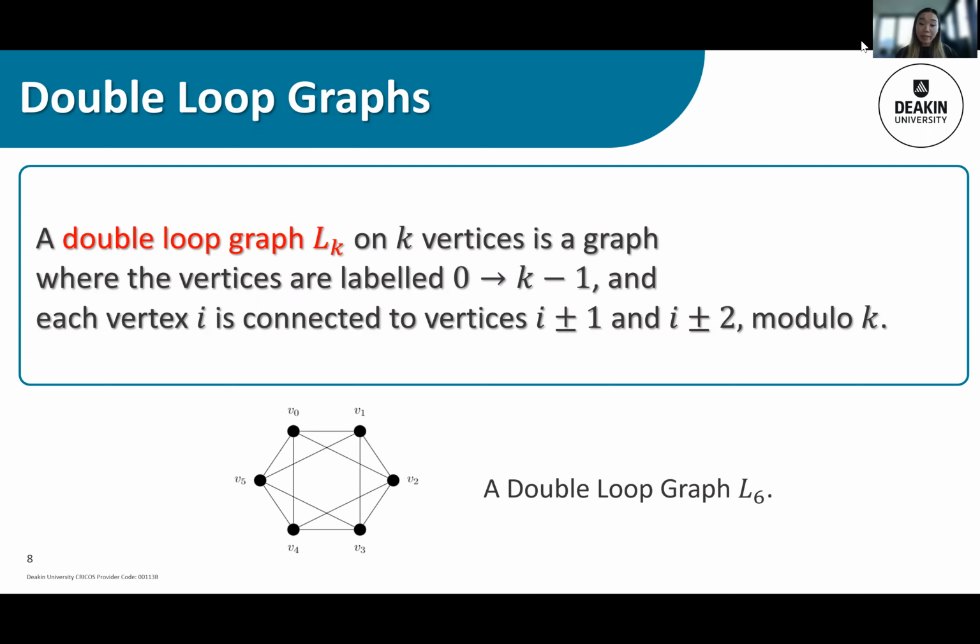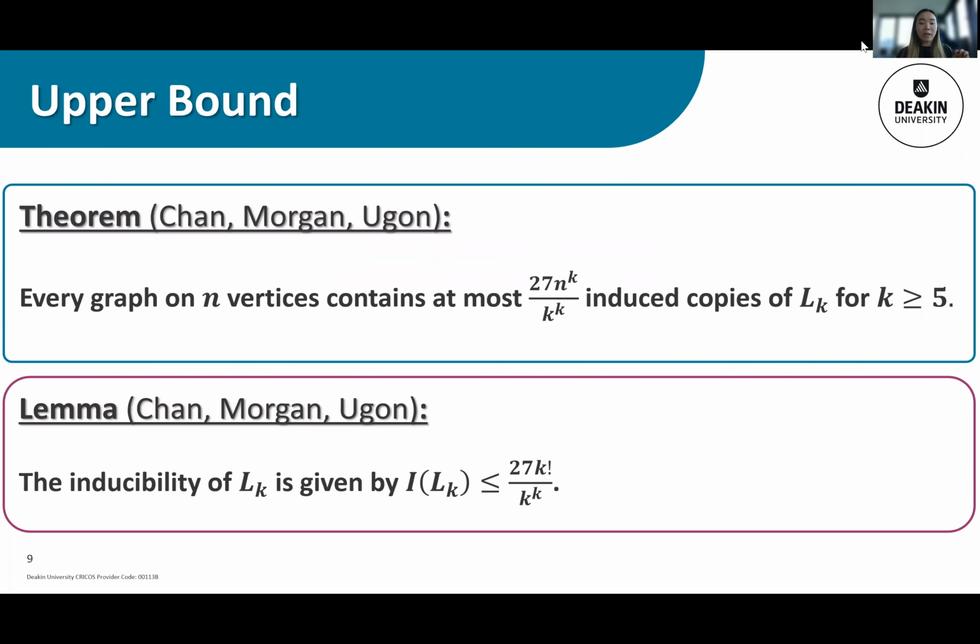Okay, and now that we know what a double loop graph is, we will present the following bound. So we've got the theorem, and for the rest of the talk, we'll be focusing on the proof for the theorem. The lemma follows from the theorem. So for the remainder of this talk, I will present highlights from our results of the upper bound of the inducibility of this family of graphs.